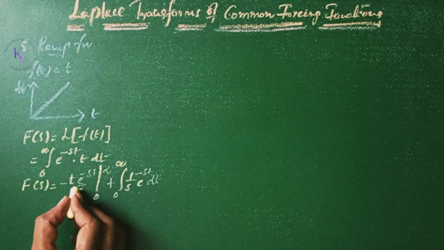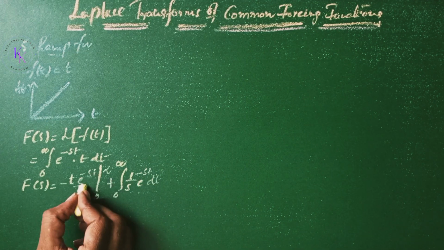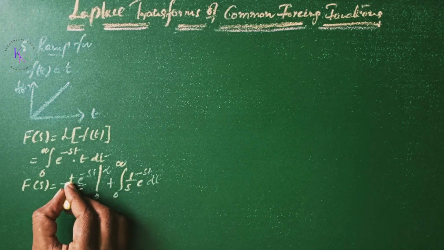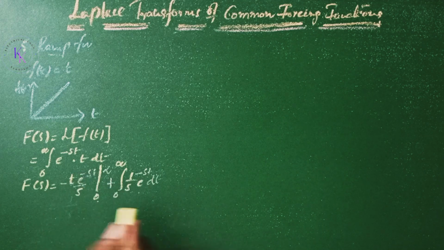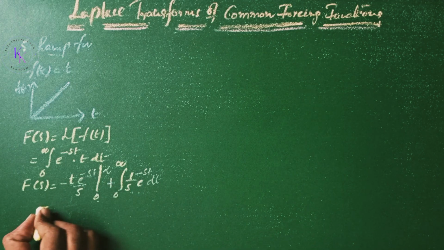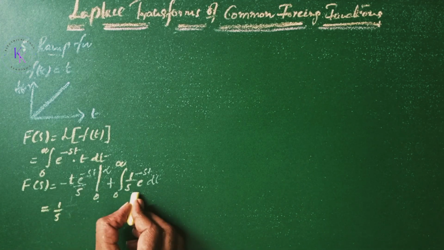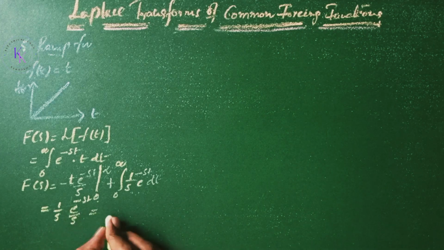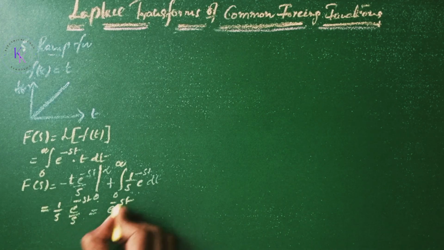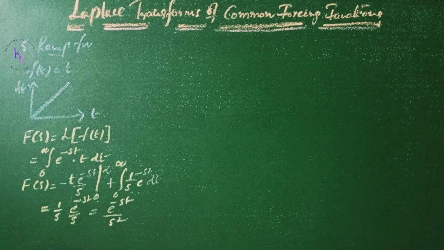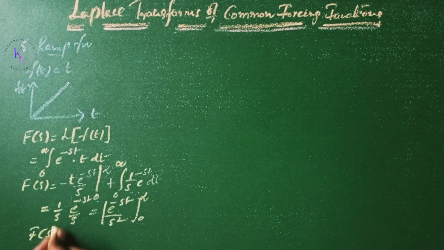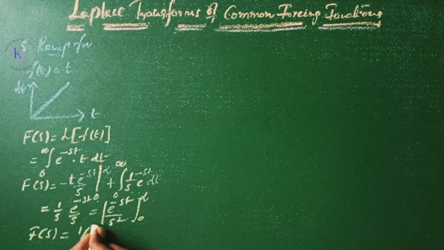When you substitute the infinity here, the e power minus st term will become 0, then this term will become 0. When you substitute 0 here, the t term will become 0 and this whole term will become 0. Then the remaining term is this, 1 by s times the integral of e power minus st, which we are going to get as e power minus st by s. It is nothing but e power minus st by s square between the limits 0 and infinity. Then F of s for the ramp function you are going to get as 1 by s square.